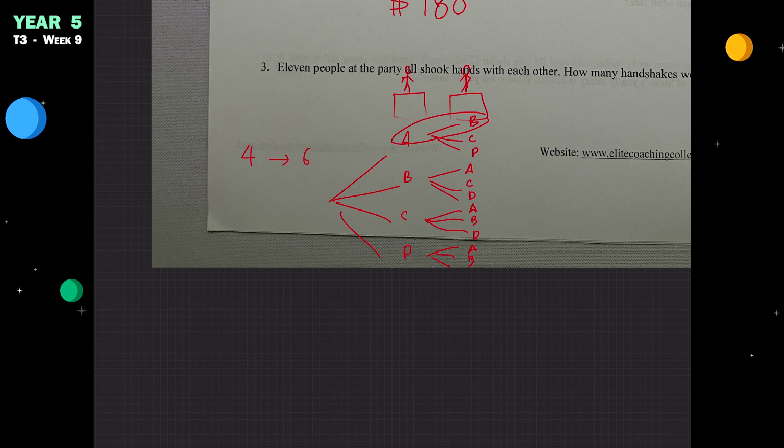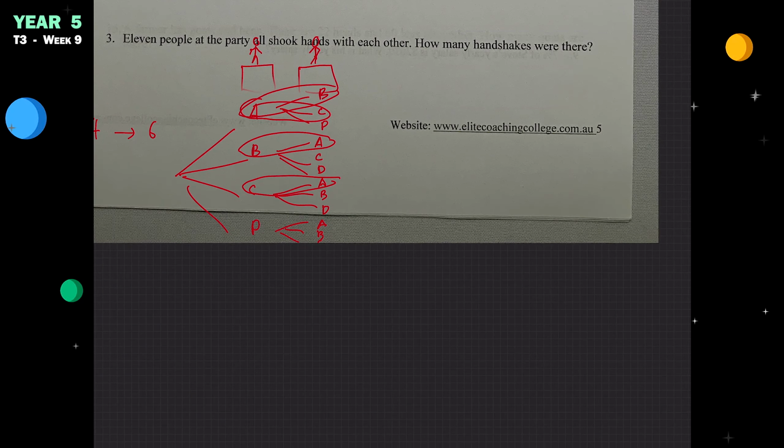Like A handshake with B, same as B handshake with A. Same with A handshake with C, C handshake with A. Okay, there's a double count of every type. So what we do is, first there are 4 people, so 4 times 3, that gives you 12 possibilities. And then you've got to divide it by 2 because we double count, which gives you 6.